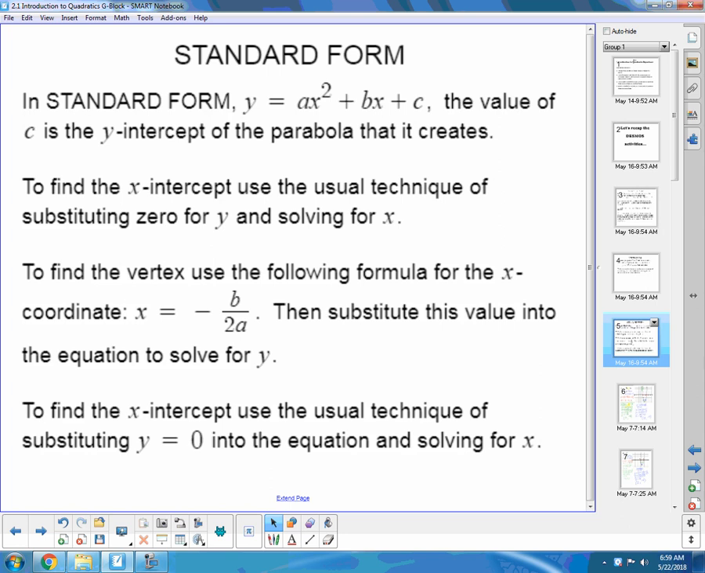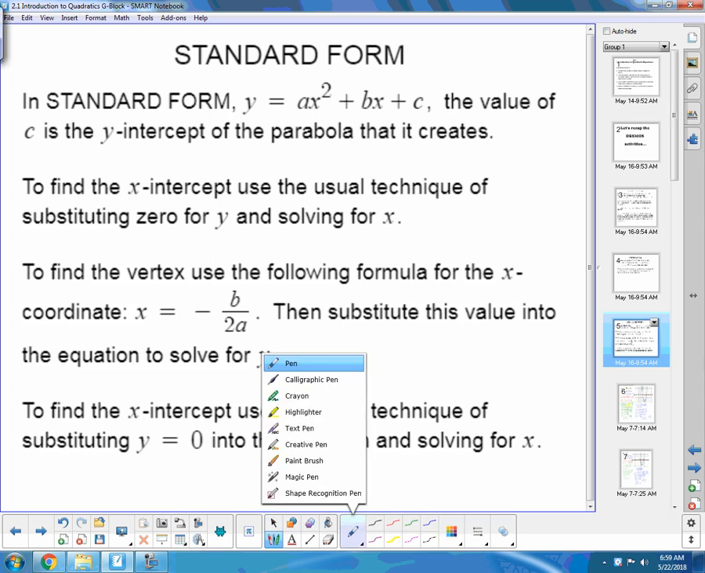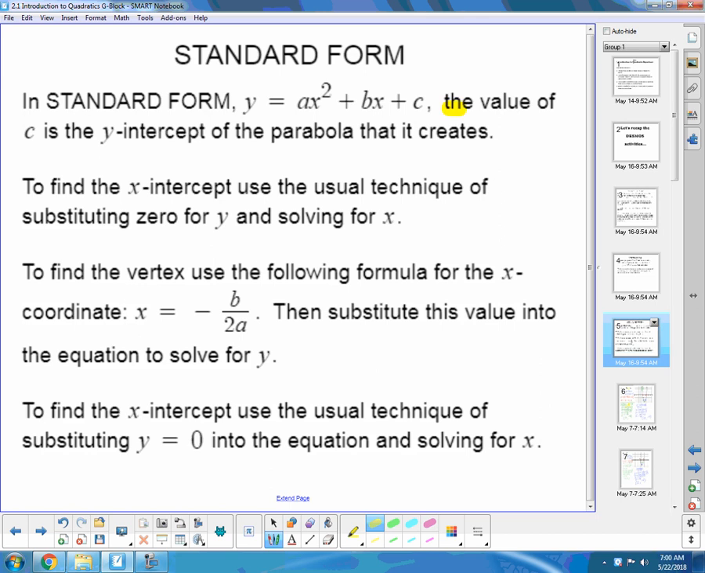So on this standard form, let's review the standard form for quadratics. Ax squared plus bx plus c, the value of c is the y-intercept. So that's our freebie of the three important parts. The value of c is the y-intercept. So that's our freebie. After that, we are going to need to do some work.